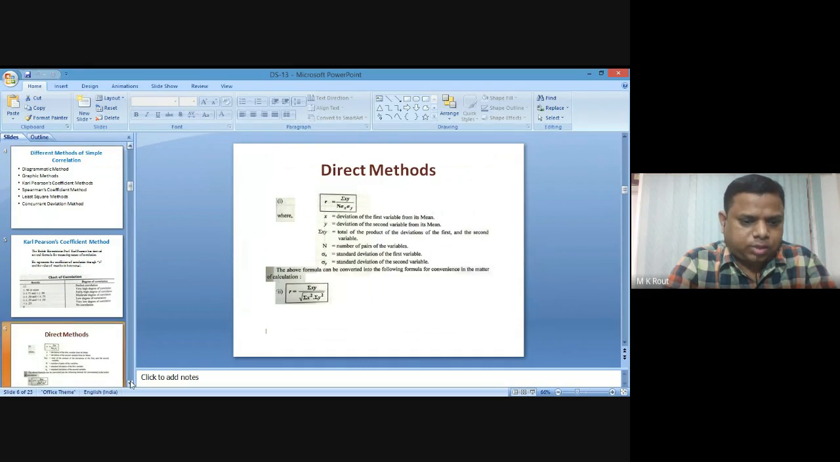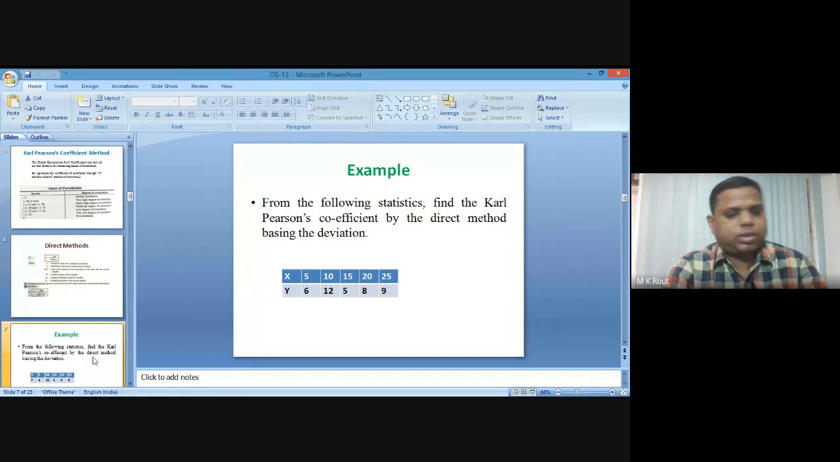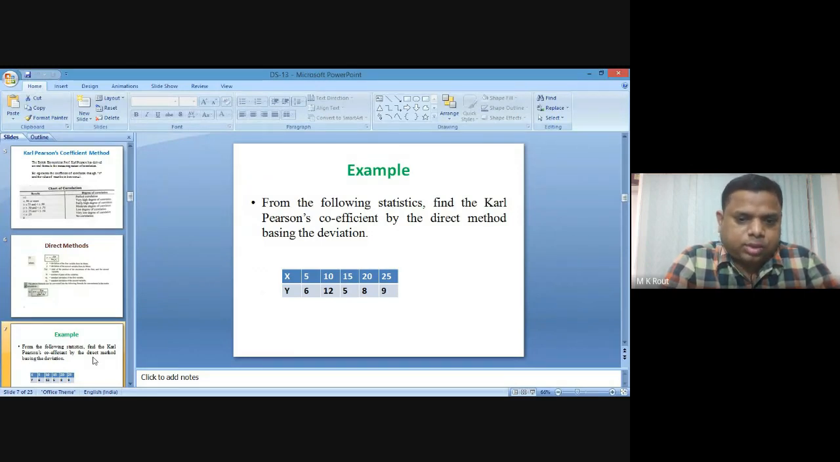Let's solve an example from your side. This is a typical example, the third example from the Karl Pearson coefficient method. I will read the example: from the following statistics, find the Karl Pearson coefficient by the direct method using deviations. Here two variables are given, x and y. In case of x, we have 5, 10, 15, 20 and 25. I advise all of you to note down these variables. Similarly, y represents 6, 12, 5, 8 and 9. Try to solve this one.